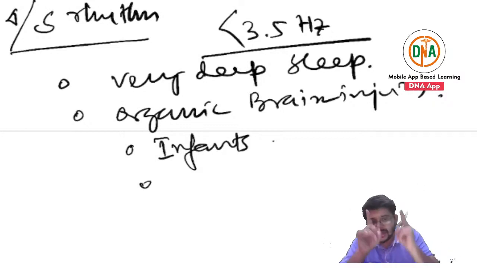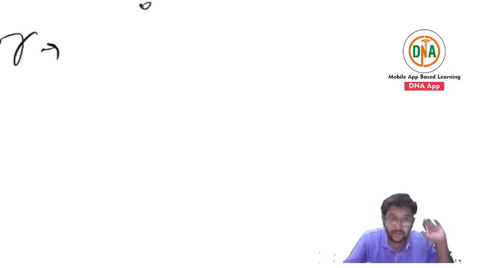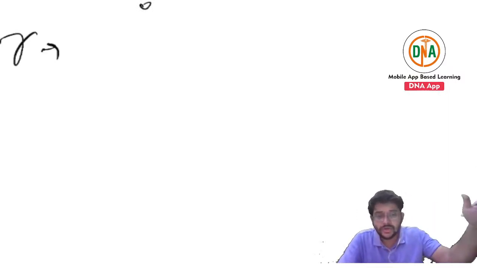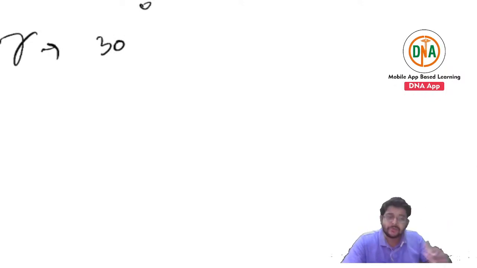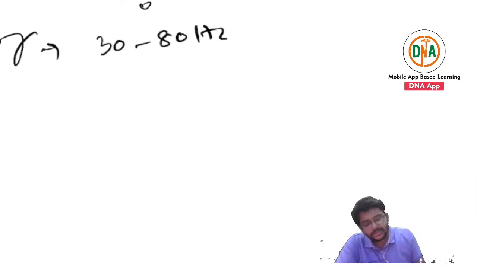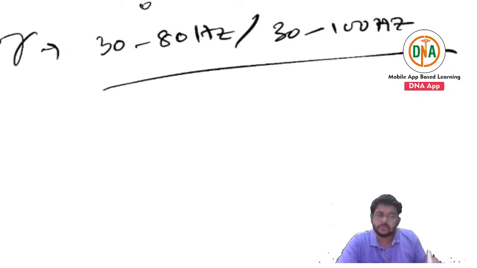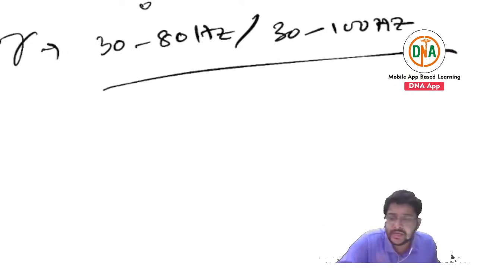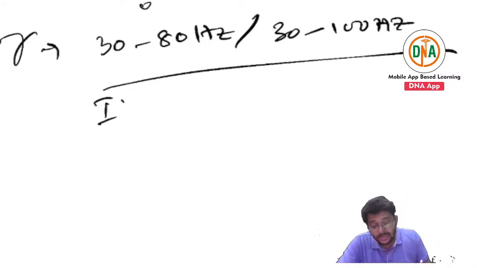Good students, they get into alpha, beta, and they get into gamma rhythm. For the good student, gamma. Gamma rhythm is a very high frequency rhythm, so very good marks. Understood? It is 30 to 80 hertz, or some books say 30 to 100 hertz. Both are correct. That's the frequency of gamma rhythm. It happens when we have intense focus.